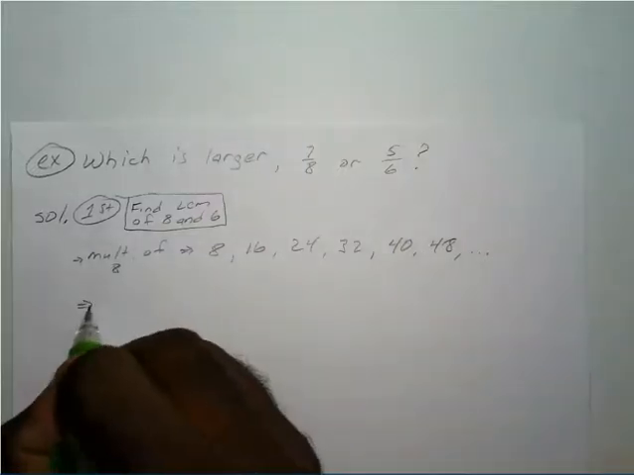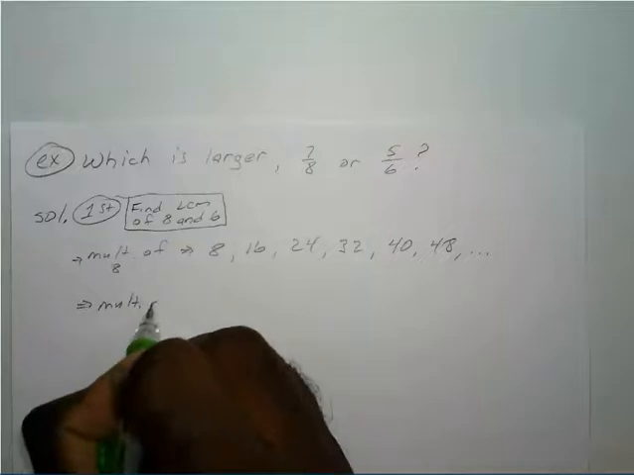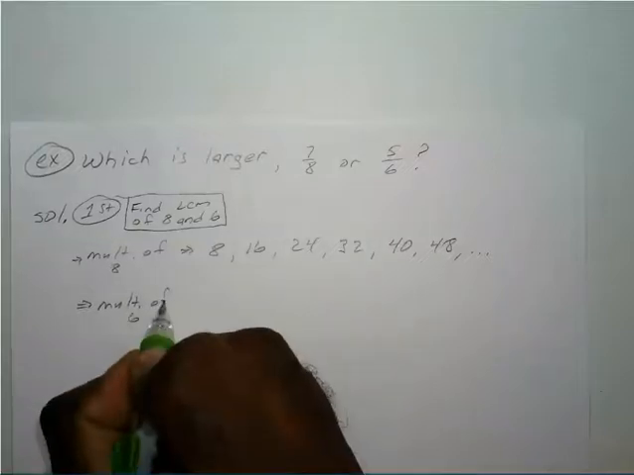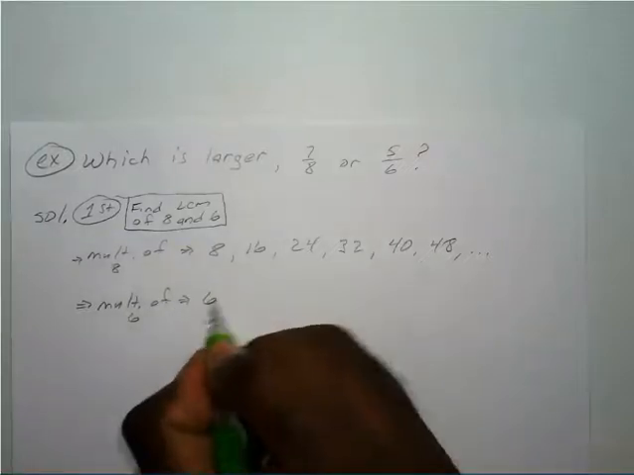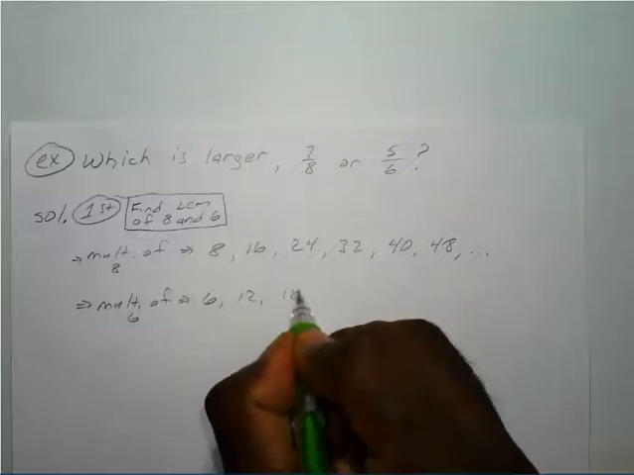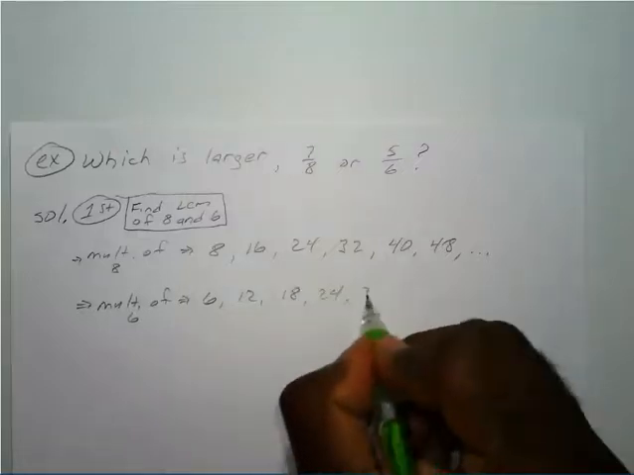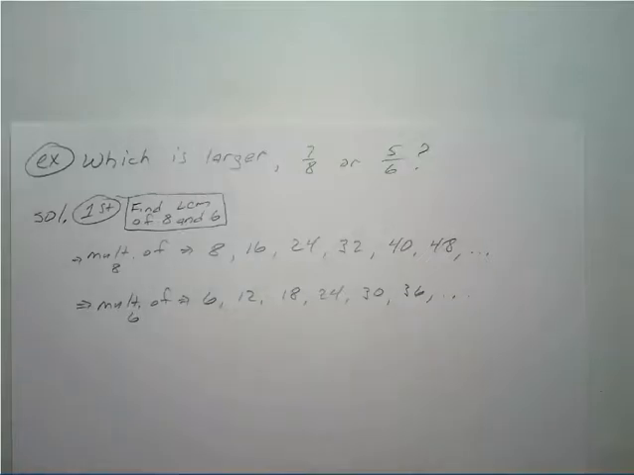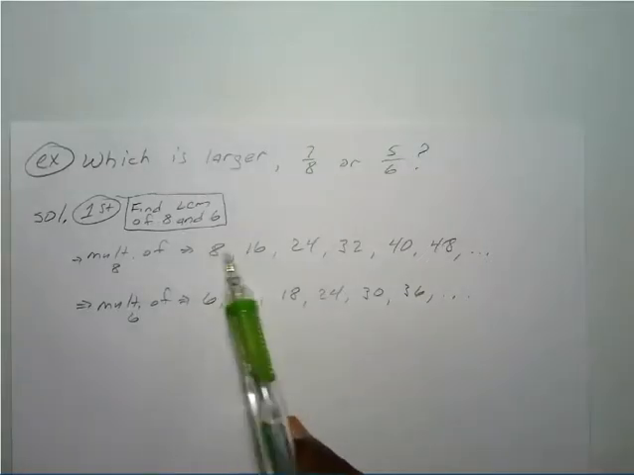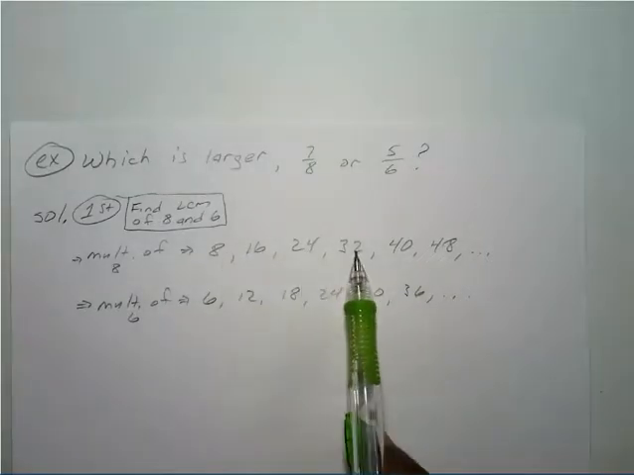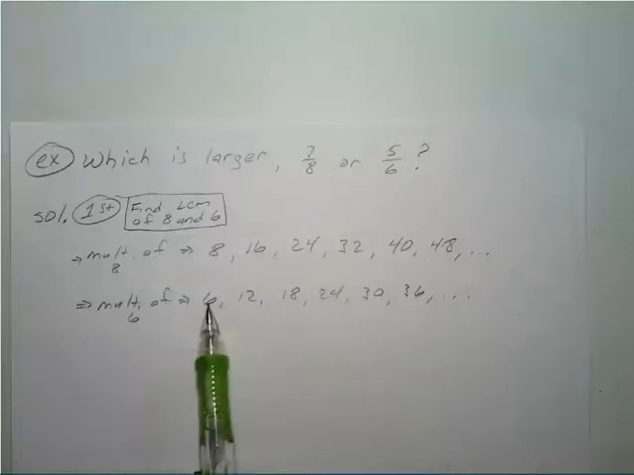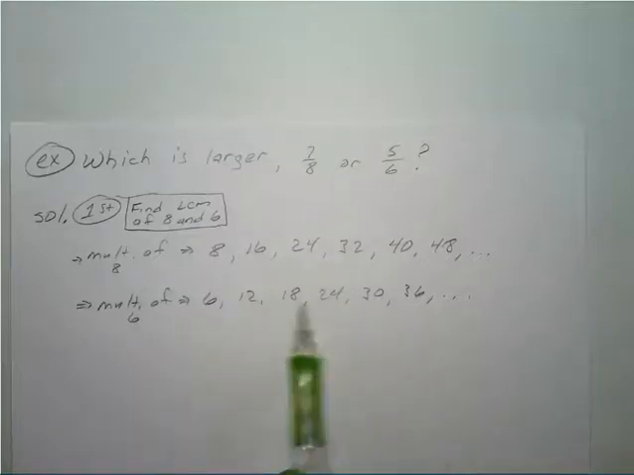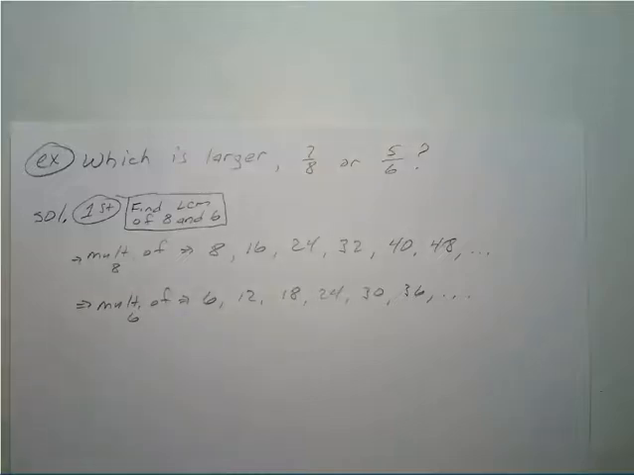Okay, so you have your multiples of 6, which is 6, 12, 18, 24, 30, 36, and so on. Remember, that's just 8 times 1, 8 times 2, 8 times 3, 8 times 4, 6 times 1, 6 times 2, 6 times 3, 6 times 4, and it keeps on going. So those are just your multiples.